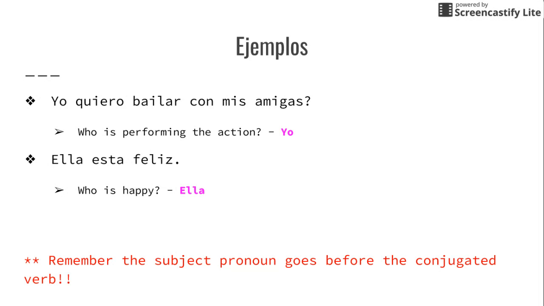Next, here are some examples of the way that we use the subject pronouns. For example, yo quiero bailar con mis amigas. Who is performing the action? Yo. So we ask ourselves, who is performing the action? I am. I am doing the action. What am I doing? I want to dance with my friends. Ella está feliz. Who is happy? Ella. So who is performing the action again? Ella. Also remember that the subject pronoun goes before the conjugated verb.